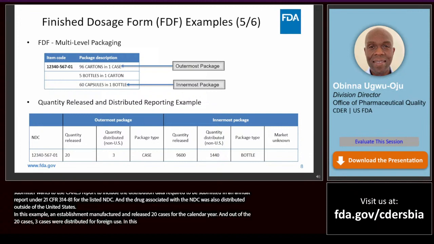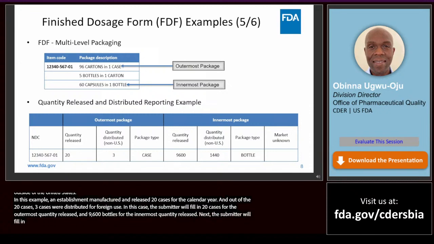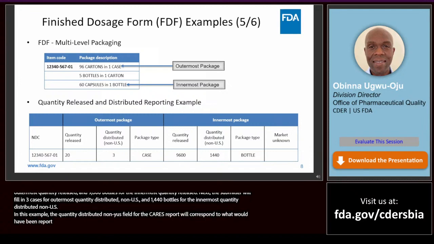In this case, the submitter would fill in 20 cases for the outermost quantity released and 9,600 bottles for the innermost quantity released. Next, the submitter will fill in 3 cases for outermost quantity distributed non-US and 1,400 bottles for the innermost quantity distributed non-US. In this example, the quantity distributed non-US field for the CARES report will correspond to what would have been reported for quantity distributed for foreign use when submitting distribution data for the annual report.